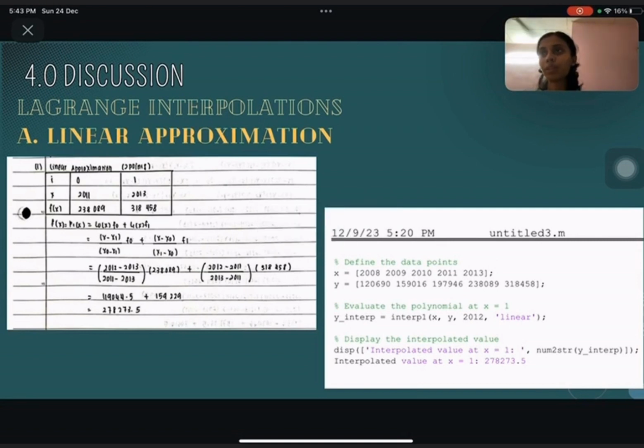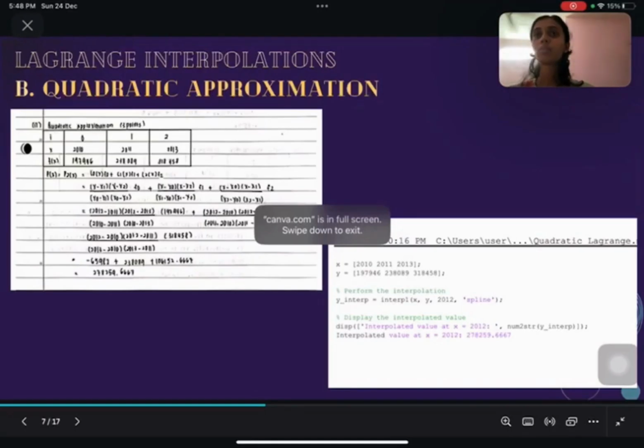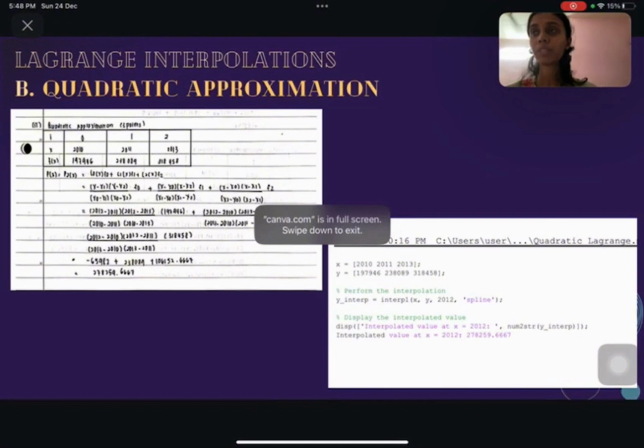Okay, so the second one is the quadratic approximation for Lagrange interpolation. Quadratic approximation involves 3 points. So we will choose the years 2010, 2011 and 2013.